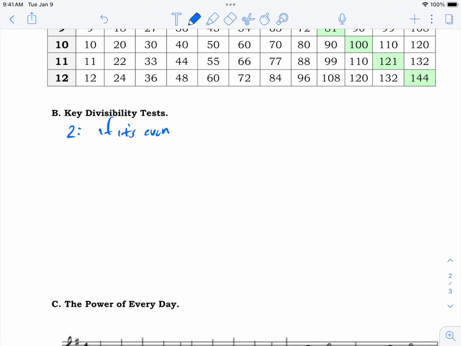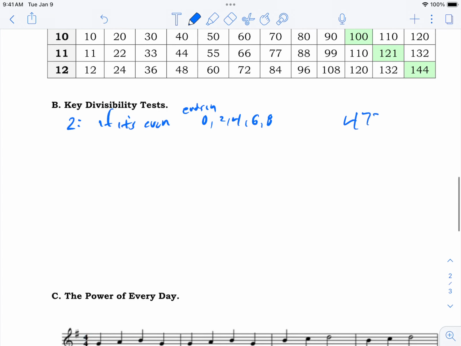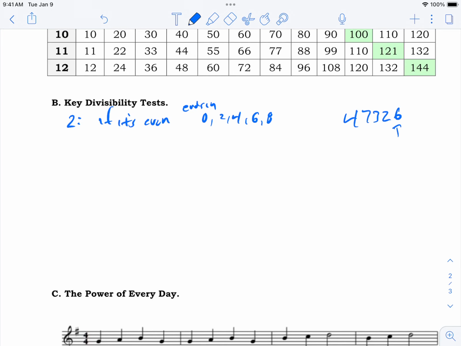What does it mean to be an even number? It ends in a 0, 2, 4, 6, or 8. No matter what the number is, 4, 7, 3, 2, 6, you say, oh, it's an even number. I can divide by 2. Yay! And then you would do it.